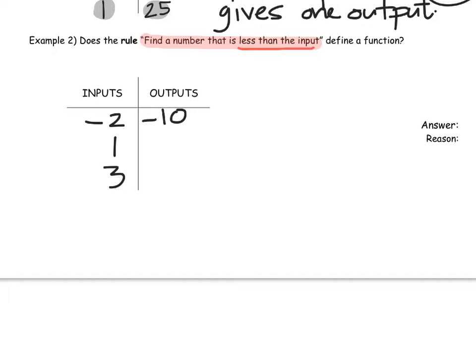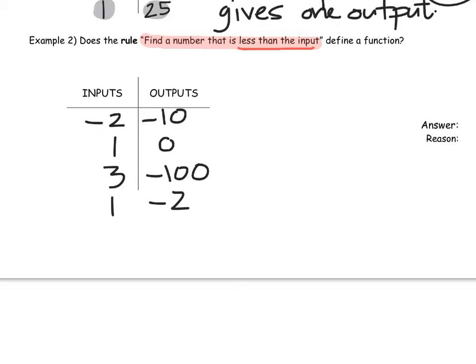For 1, I'm going to pick any number that is less than 1. I'm going to pick 0. For 3, I'm going to pick any number that is less than 3. I'm going to pick -100, which is definitely less than 3. Now I'm going to go back and pick one that I've already picked. I'm going to pick 1 again. If I pick 1 again, I pick any number that's less than the input. This time, I don't feel like picking 0. I'm going to pick -2, any number I want.